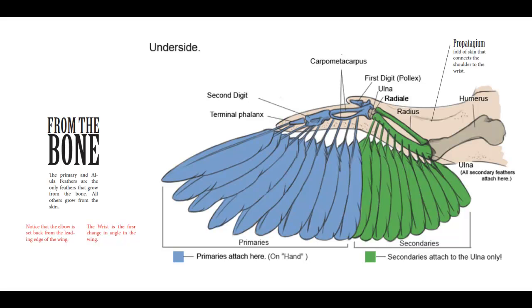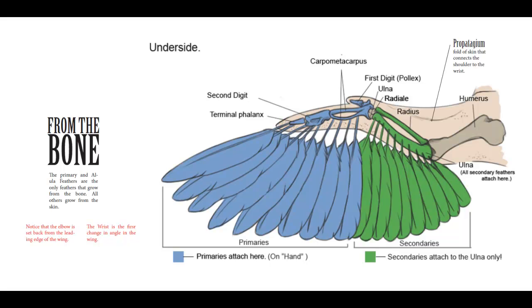This slide is important because most feathered creatures have wings, and wings are not just feathers. They actually have an anatomical structure. On the skeletal level, there is a humerus, ulna, radius, and several hand bones. The secondary feathers grow out of the ulna, and the primary feathers grow out of the hand bones.